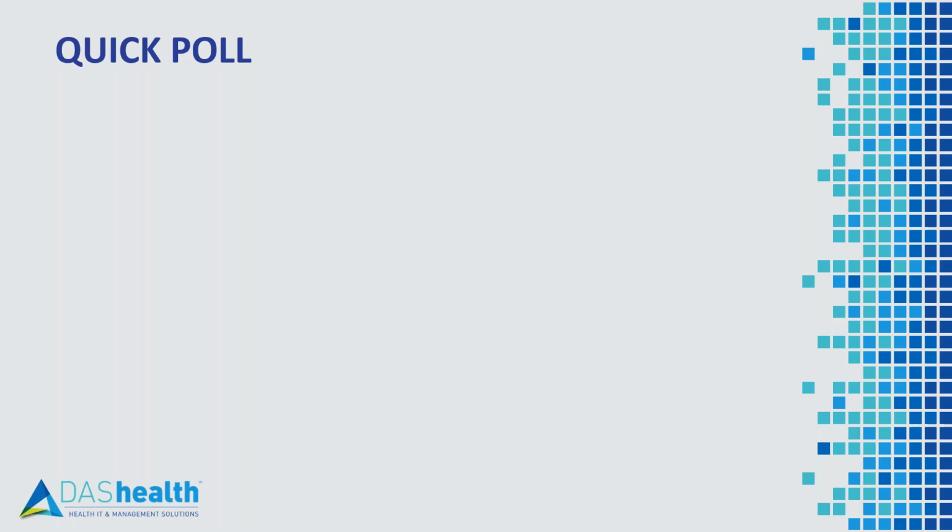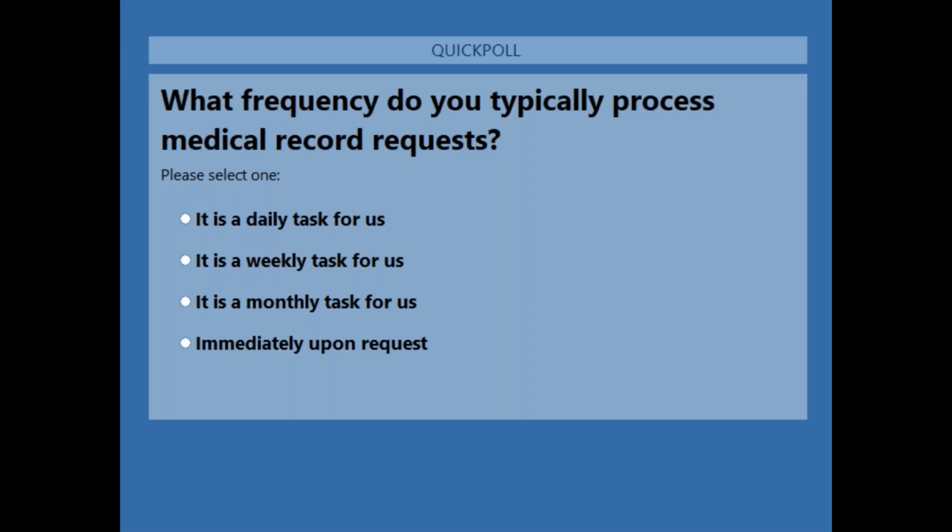So we close. So one more last question. What frequency do you typically process medical record requests? Is it a daily task? Is it a weekly task? Is it a monthly task? Is it immediately upon request? You receive the request and you immediately fulfill it.